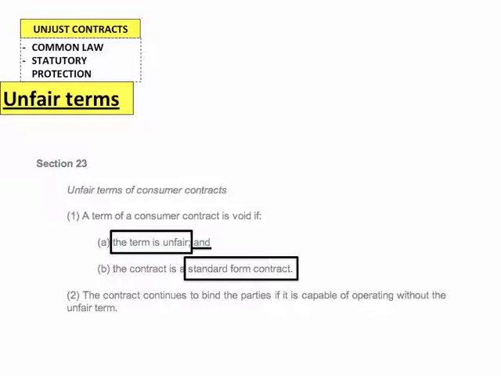So how do we know if a term is unfair? We'll be able to tell if it's a standard form contract because it usually has the company logo on the top and they have lots and lots of copies of it and it's all the same and different customers have the same contract.